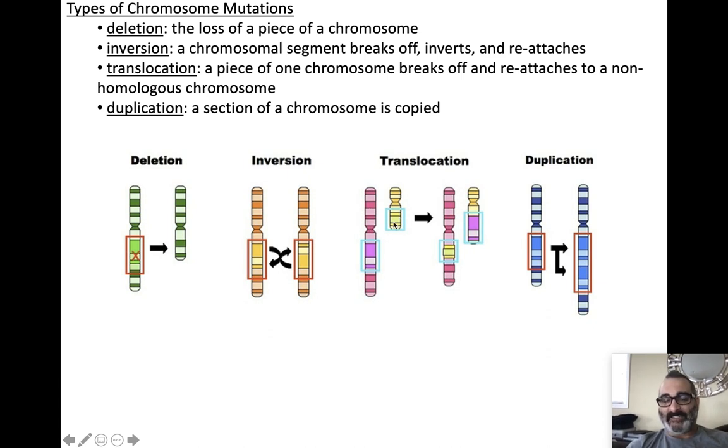Notice they're different sizes. So one broke off of one pair from one. So for example, this could be chromosome number 1. This could be chromosome number 18. So a piece of chromosome 1 broke off and attached to chromosome number 18. That's called a translocation. A duplication is when a section gets copied and now you have an extra copy of a section.